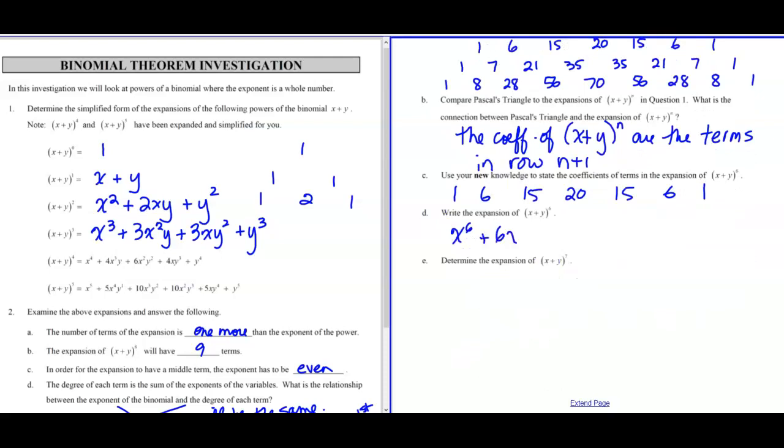Plus 6, and then we go down 1 for x and up 1 for y, right? Because this is really y to the 0. Then plus 15, down the exponent, up an exponent, squared, sorry. And then this will be cubed. Notice how it's a quick way to check: the degree has to be 6 in each of these.